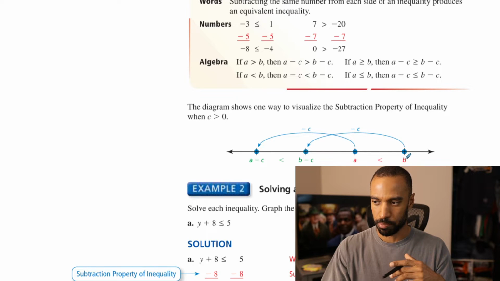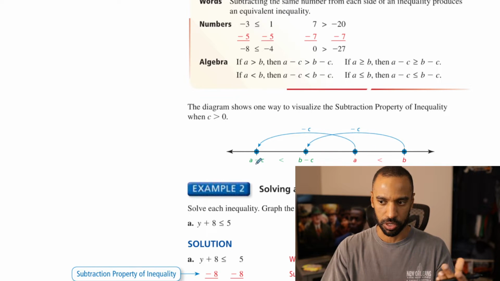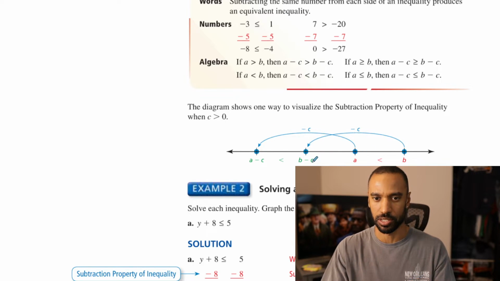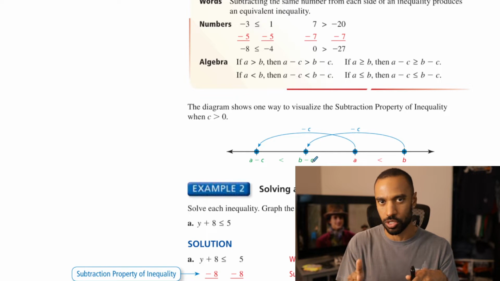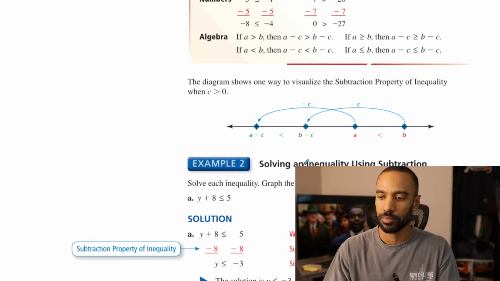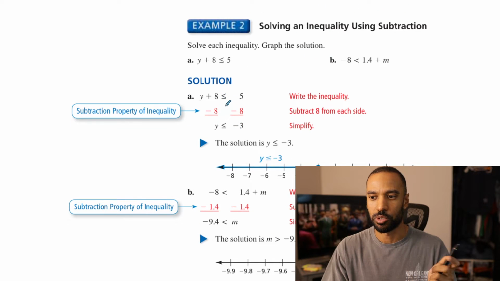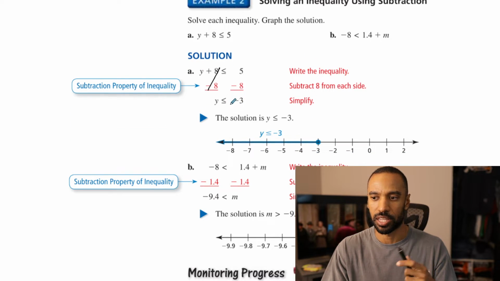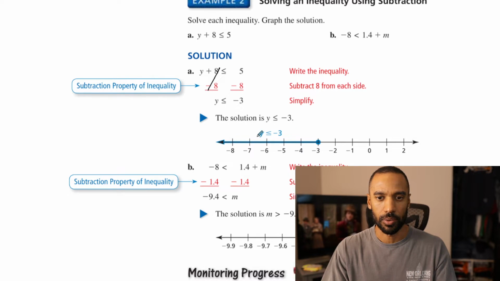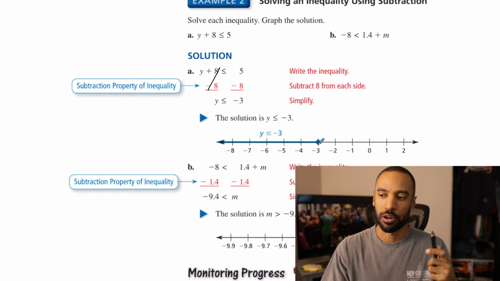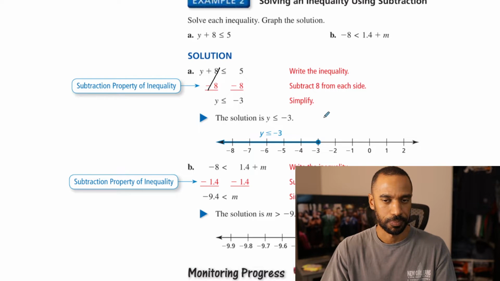If A is less than B, then subtracting C from both those values, A minus C will stay less than B minus C. Subtracting the same amount, going the same distance over in that direction. So, same thing here. Y plus 8 is less than or equal to 5. We can subtract 8 from both sides. Y will be less than or equal to negative 3. And we can graph that as such. To the left, boundary point is a closed circle.